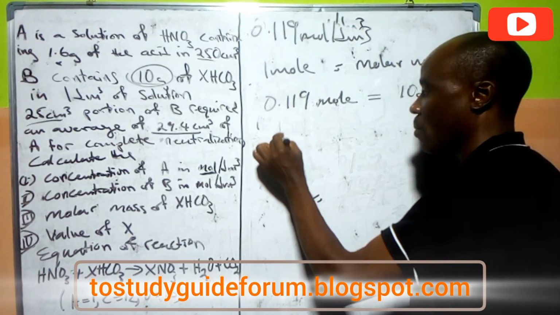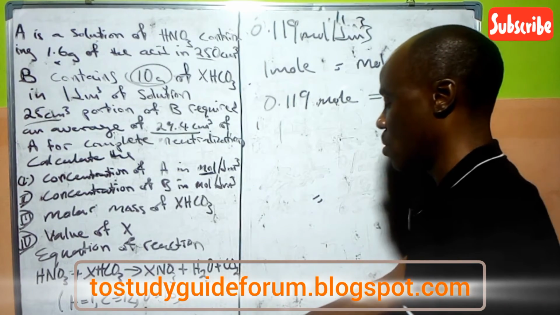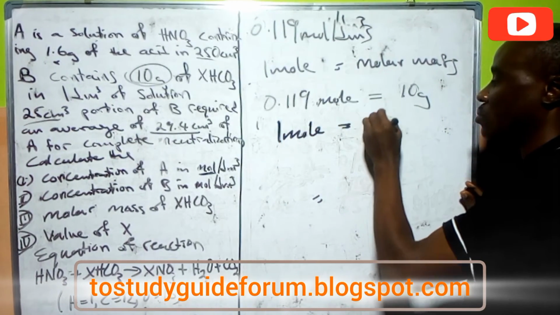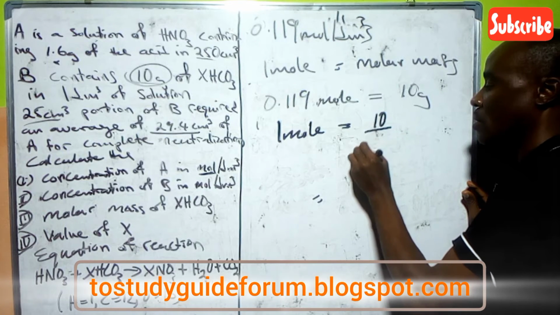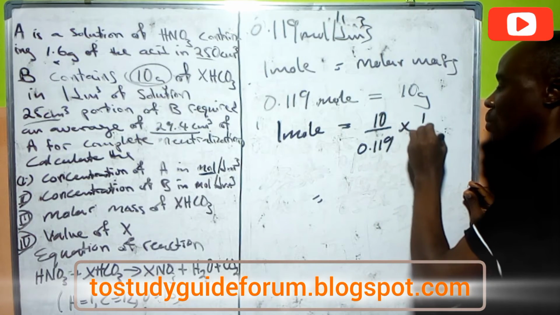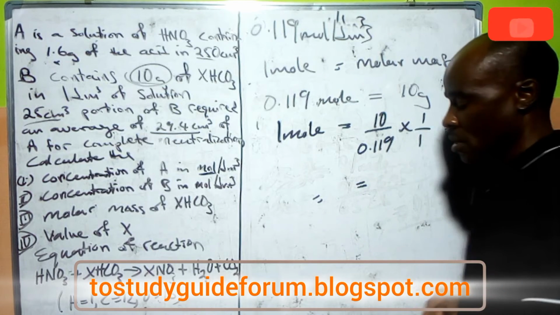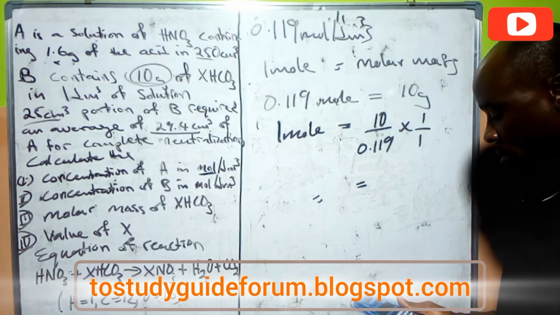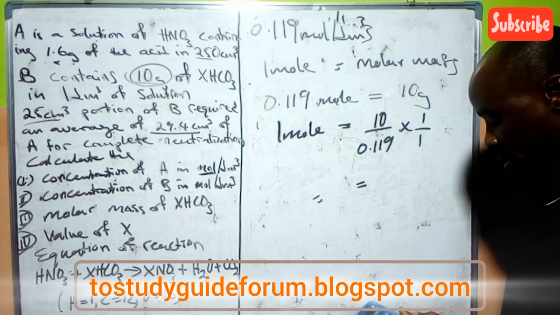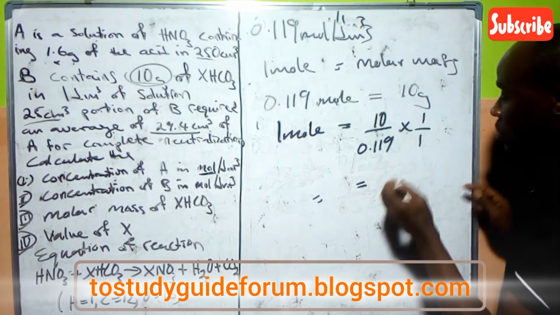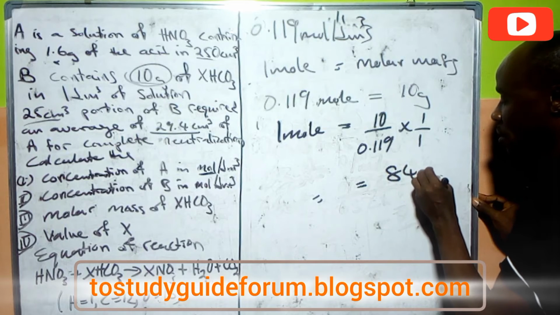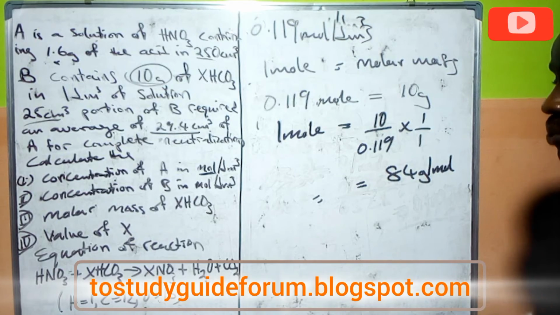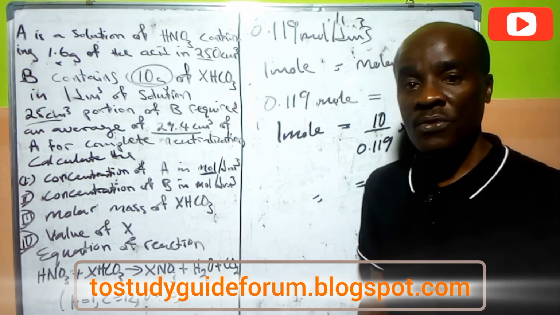1 mole, which is always equal to the molar mass. 1 mole will then be equal to 10 over 0.119 times 1 over 1. So when we do this, let's see what we are going to get. It will then be 10 divided by 0.119. So what we have is 84 gram per mole. That means we've been able to get the molar mass of the acid.